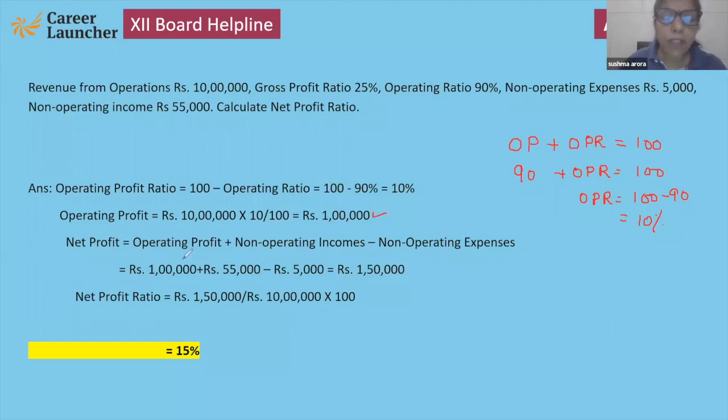Now net profit, you know the formula. Operating profit is also known as EBIT, earnings before interest and tax. And I told you how to calculate that formula. Net profit, okay. Please note down the formula.